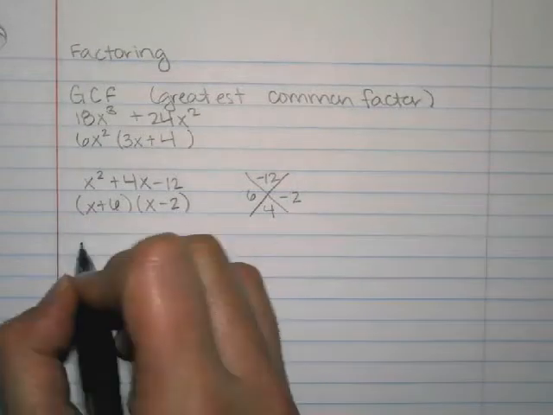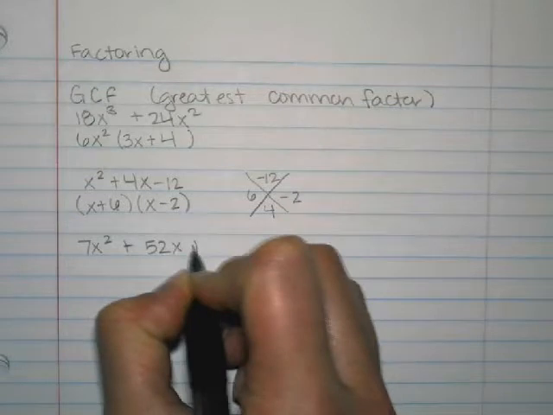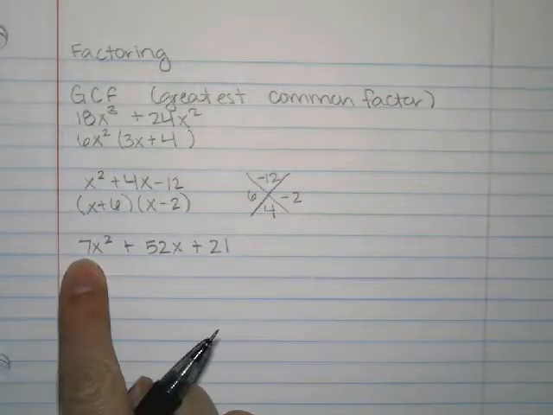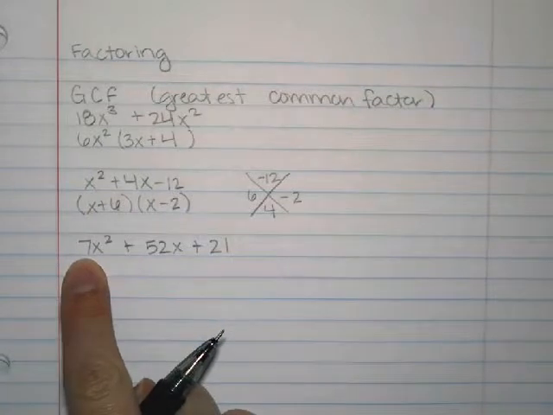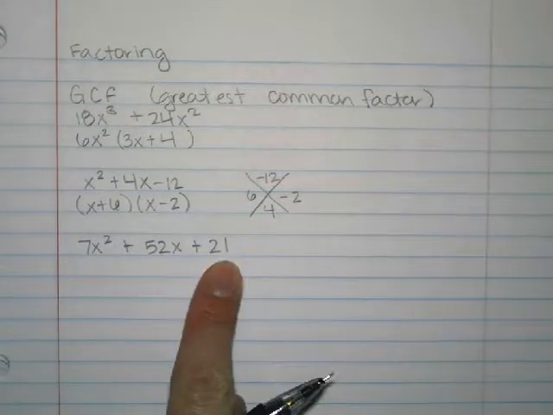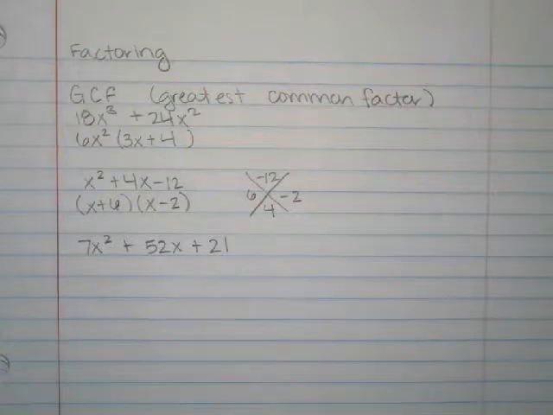The ones that are a little bit more difficult are still trinomials, but where you have an a value where the coefficient in front of x squared is something other than 1, and it's not a GCF. Like this, 7 does not divide into all of those. It divides into 21 but not 52. So 7 is not a GCF you can take out.